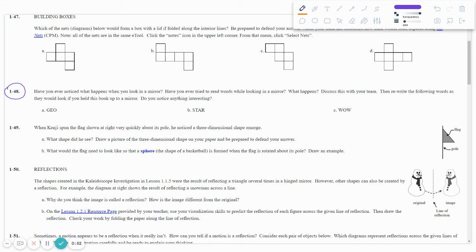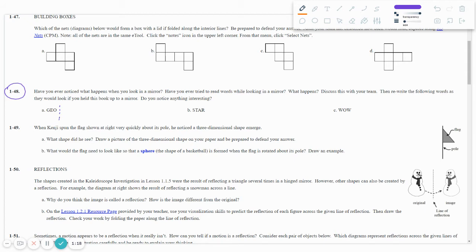So for 1-48, have you ever noticed what happens when you look in a mirror? Have you ever tried to read words while looking in a mirror? What happens? And so if you were to hold this word geo onto a mirror, I'm just going to imagine that there's sort of this mirror right here. If I were to look at this image, what would it look like? So I'm going to sort of draw it here, and what's going to happen is each letter is going to be flipped sideways, I should say.